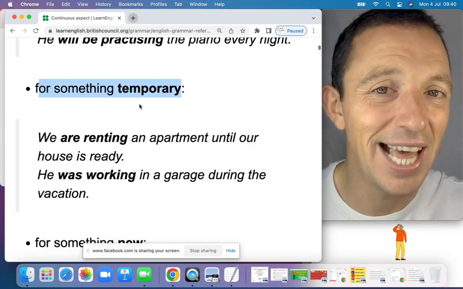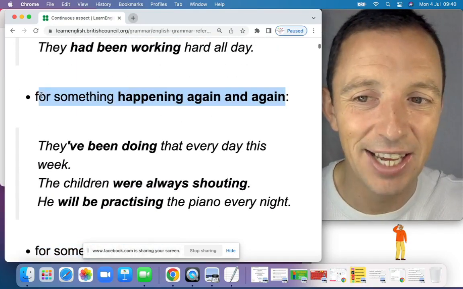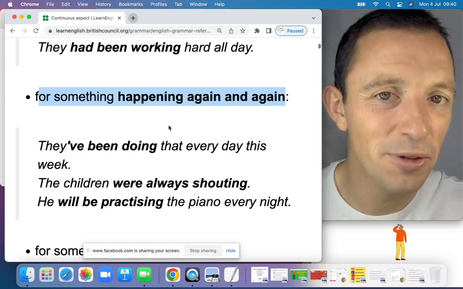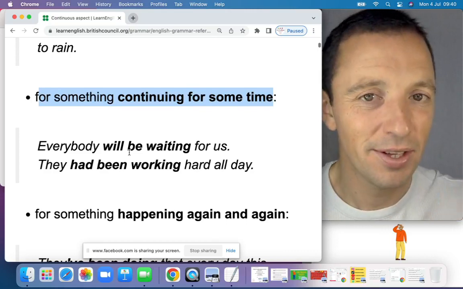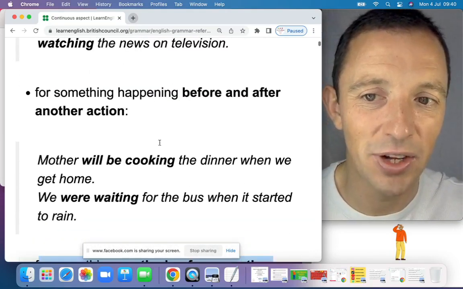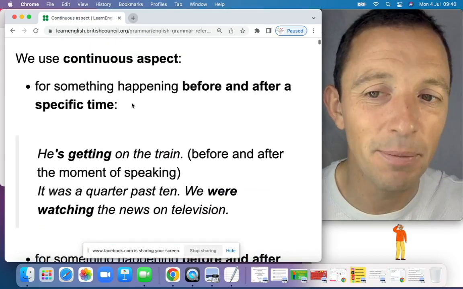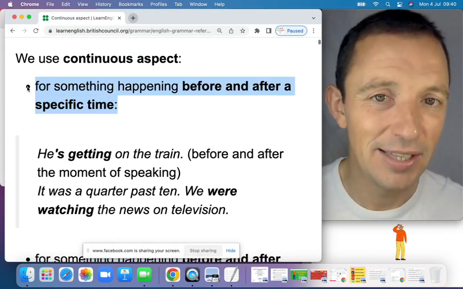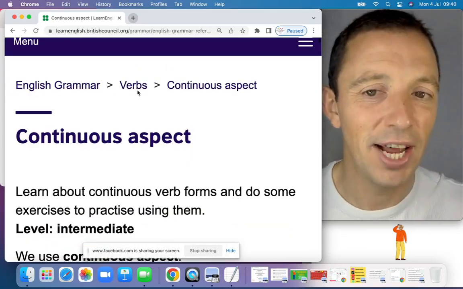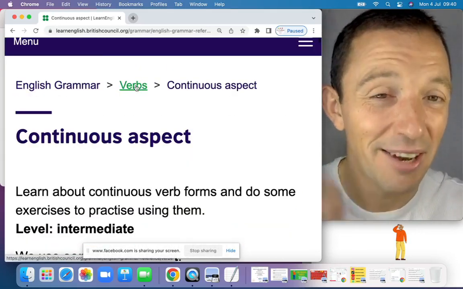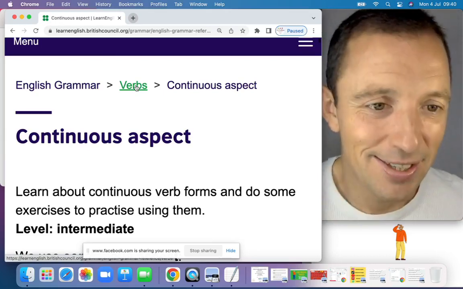For example, I am staying in a hotel. We can use it for something happening again and again. He is always losing his phone, again and again. For something continuing for some time. Okay, and you can see the example. And also something happening before and after another action, or something happening before and after a specific time. Okay, so that is generally the rules in relation to the continuous aspect, and a very, very good lesson in relation to this.